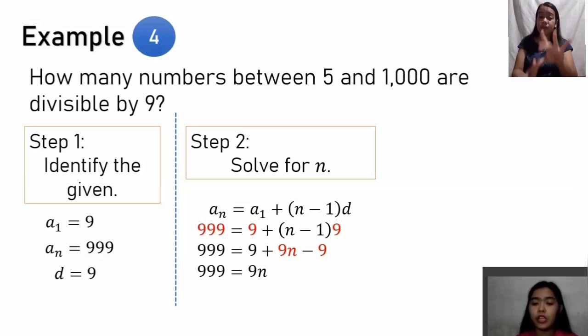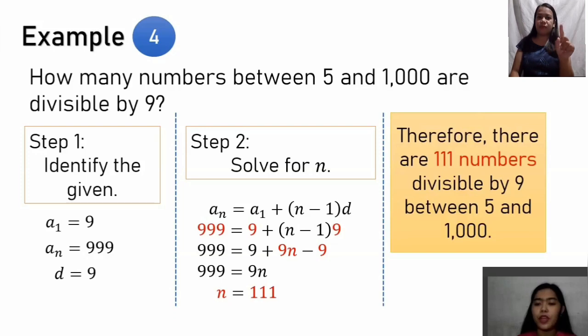And to find the value of n, we divide both sides by 9, since the coefficient of n is 9. So 999 divided by 9, that is 111. Therefore, there are 111 numbers divisible by 9 between 5 and 1,000.